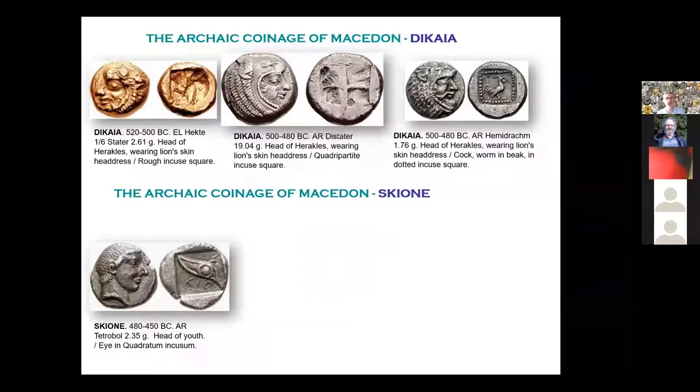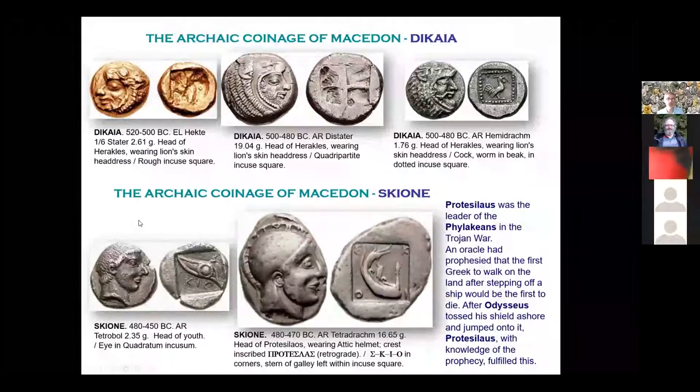In Macedon, the Kai. Again, their symbol or chief deity was the hero demigod Hercules or Heracles. You can see the archaic artistic features of the head of Hercules wearing a lion's skin headdress. And on the reverse of this coin is an interesting depiction, a cock with a worm in its beak. And it must be suggesting a story of the city at that time.